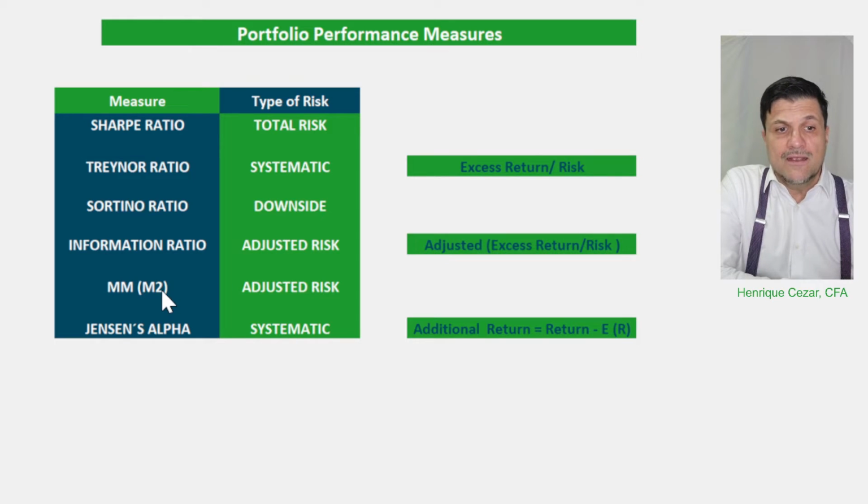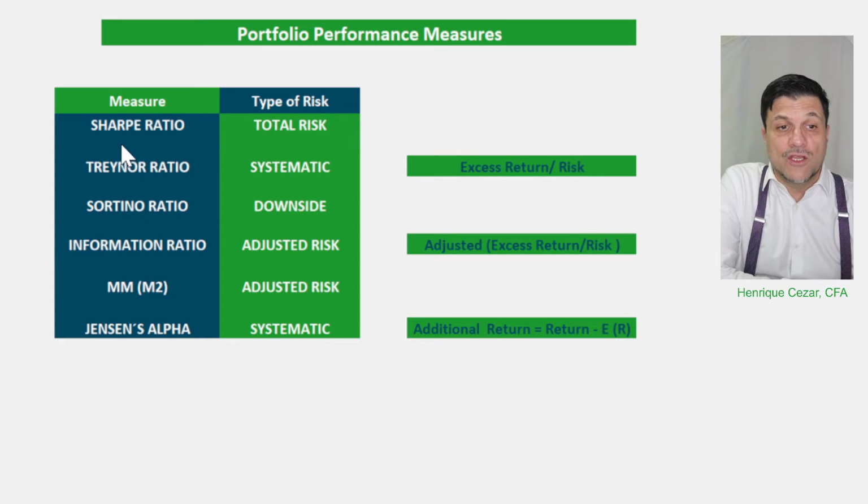M&M2 also is an adjusted risk measurement. So it's adjusted for the risk of the market. Finally, Jensen's alpha is a measurement of additional return. Jensen's alpha measures alpha, the extra, the additional return made by the portfolio. Reminding you of a couple of things here. The M&M and the Jensen's alpha are the only 2 that have the answer in percentages.